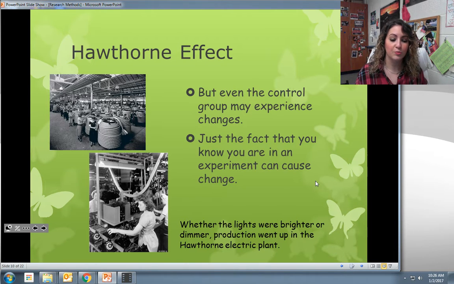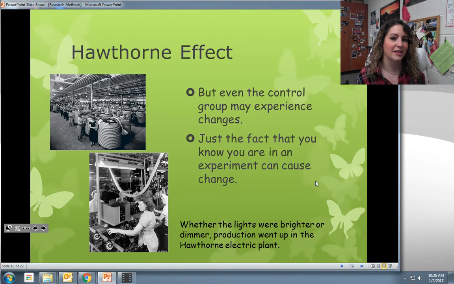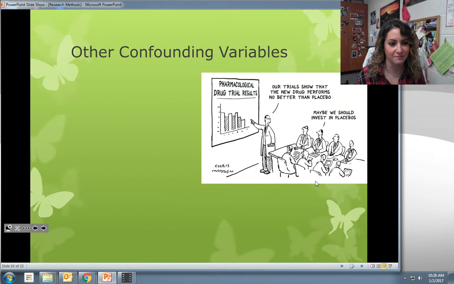And so whether the lights were brighter or dimmer in the electric plant, productivity went up just because they were in the experiment. That is a change of the dependent variable. That's not the independent variable. It didn't matter whether the lights were dimmer or brighter or the same. What mattered is that they were in the experiment themselves, and that's a confounding variable. That's called the Hawthorne effect.